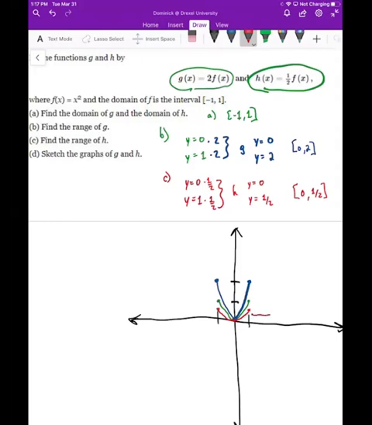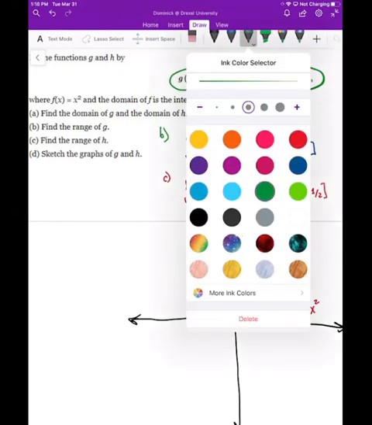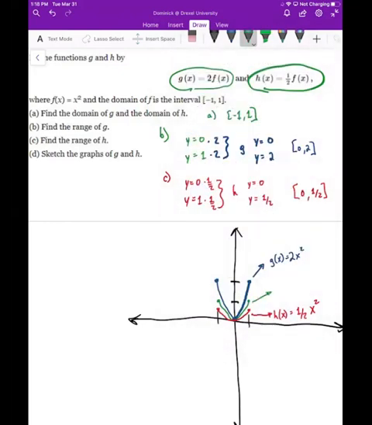So this red one is h, which is 1/2 x squared, right? This blue one was g, which is 2 times x squared. And then this green one was the original f of x, which is x squared. Right, so you can see that by multiplying by a number out front of your x squared, you're going to affect whether the graph is skinnier or wider, is one way you could think of it.